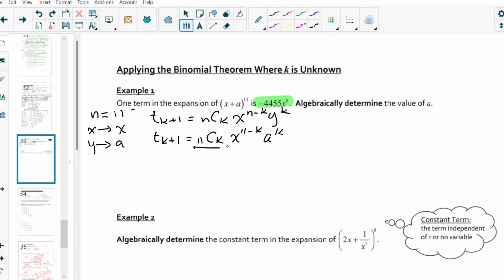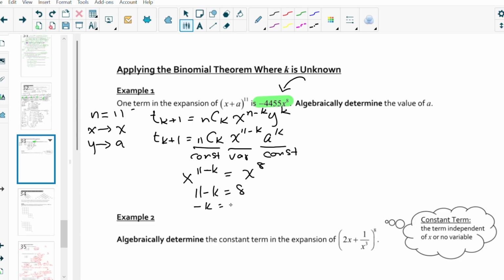Okay. This is a constant. This is a constant. Okay, this is my variable, right? So x to the 11 minus k. Whatever this term is, I don't know the term number, but I know that this x to the 11 minus k must equal x to the 8th. So the bases are the same. I'm going to set the exponents equal to each other. k equals 3.